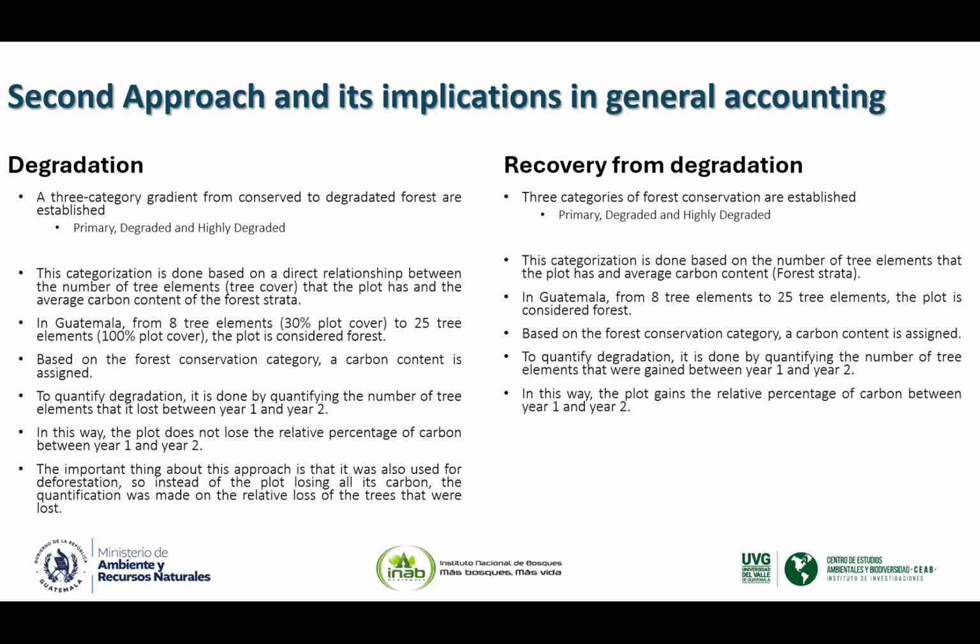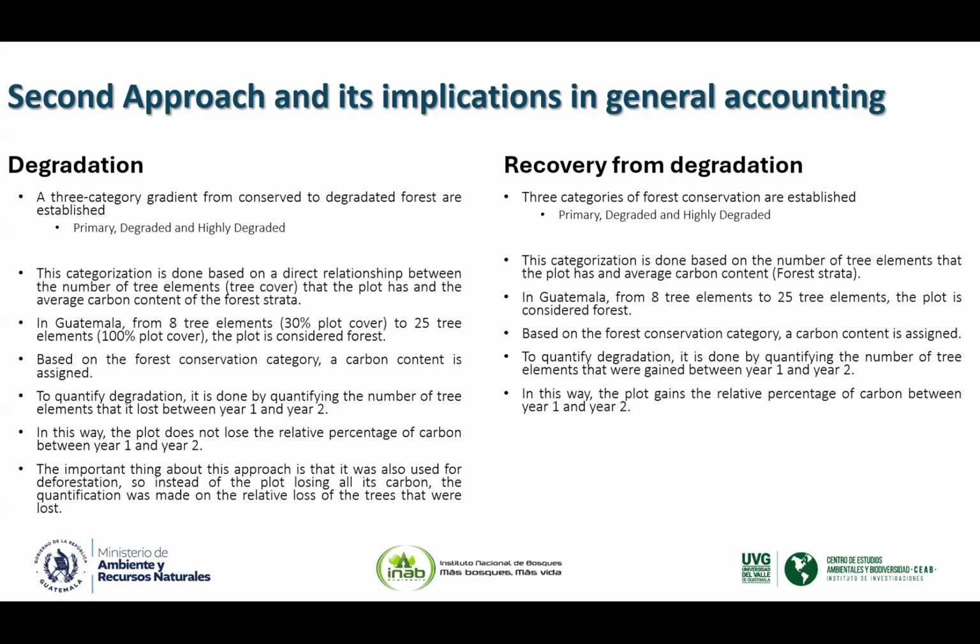This categorization is done based on the direct relationship between the number of tree elements that the plot has and the average carbon of the carbon strata map. In Guatemala, from 8 tree elements to 25 tree elements, the plot is considered forest, and based on the conservation category, a carbon content is assigned. To quantify the degradation, we quantify the number of tree elements that were lost between year 1 and year 2. And the most important thing is that this approach was also used for deforestation.